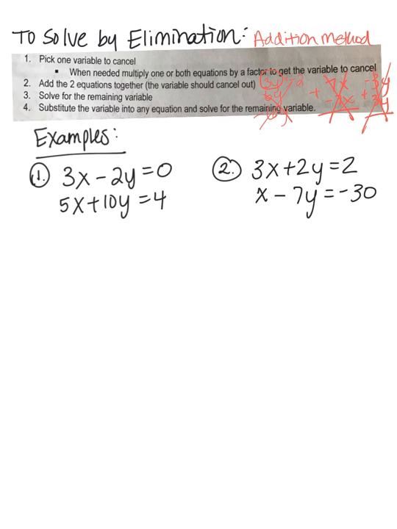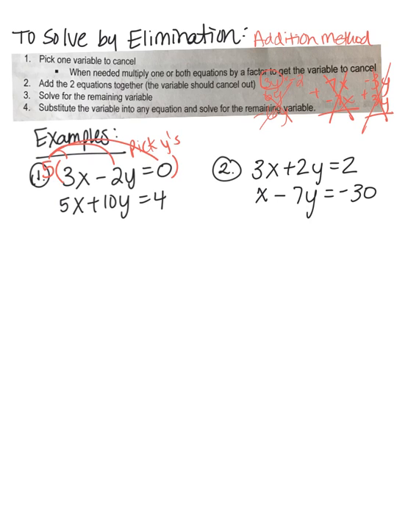So I'm going to pick y's to eliminate. Again, you can pick whichever one you want. I just typically try to go for the one with the least amount of work. So when I pick y's, I'm going to have to multiply that entire equation by a 5 so that I actually get a 10 in that top equation. So I'm going to distribute.